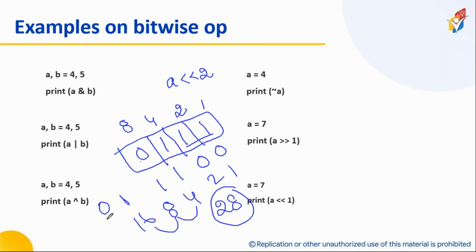Clear? If it is 0, no need to calculate. If it is 1, you must add them. 1, 2, 8, 16, then 32, then 64. Now the answer is clear for you. This is the mistake I have done earlier, Andy.